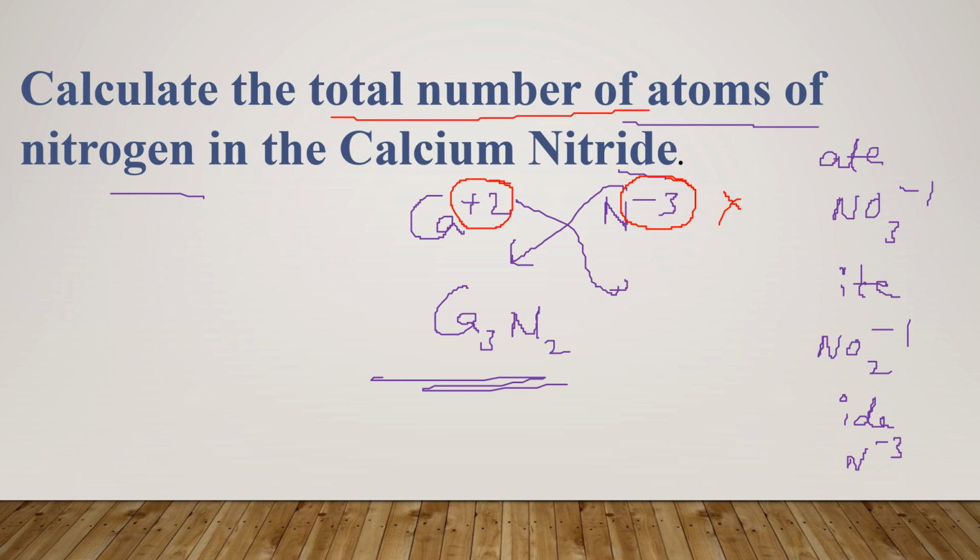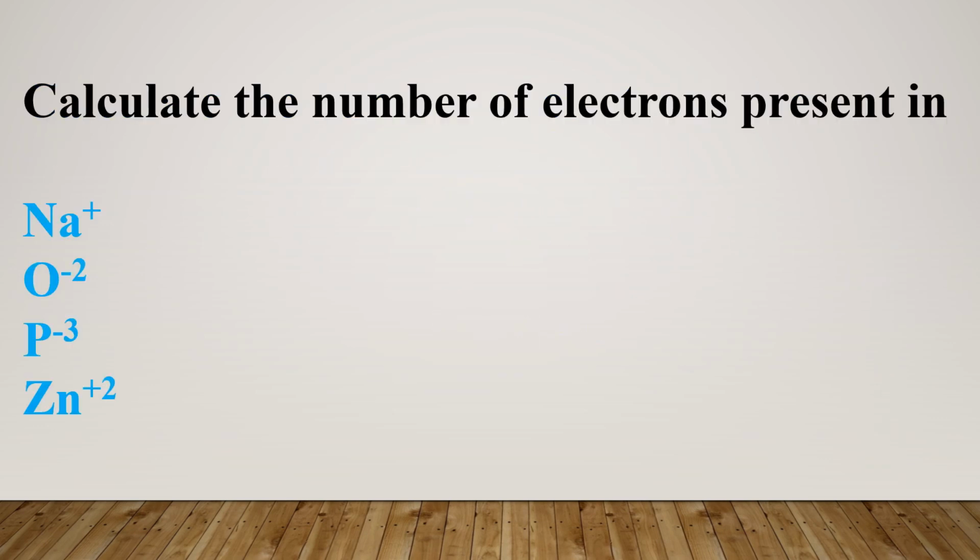He is asking the total number of nitrogen atoms. Here you tell how many nitrogen atoms are there. Generally, it contains two nitrogen atoms. So, like that, we can say the answer is 2. The subscript N2 means two nitrogen atoms are present in that formula: 3 calcium and 2 nitrogen atoms.